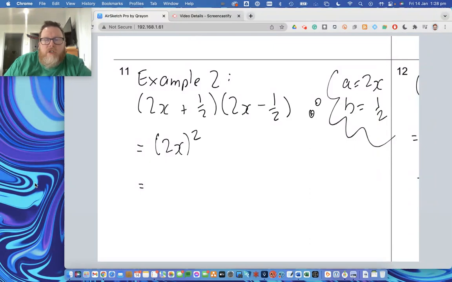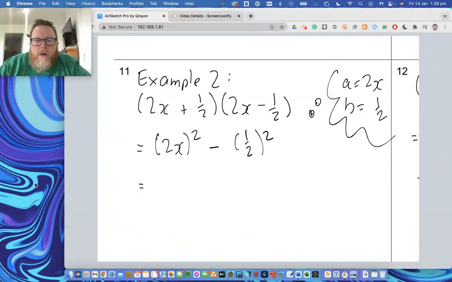Square the first term. The first term is 2x. I put the 2x in brackets to remind myself that I'm squaring the entirety of 2x. If I just wrote 2x squared, that would mean 2 multiplied by x squared. BDMAS tells us that: brackets, then indices, so the 2 belongs to the x, and then multiplication, 2 times x squared. So we can't write it as 2x squared. We have to put the brackets in to know that we're squaring the entirety of that term, and then minus, and then a half squared. Again, I put brackets to make it unambiguous. I know what I'm squaring, the whole lot.